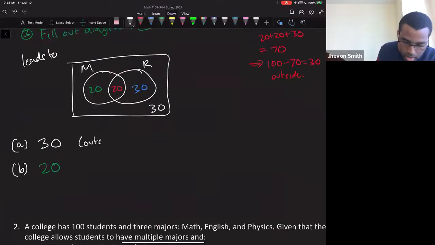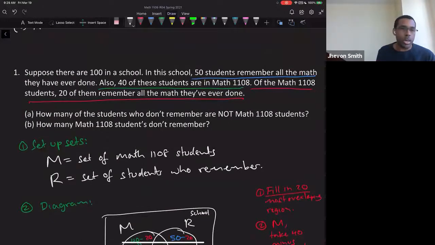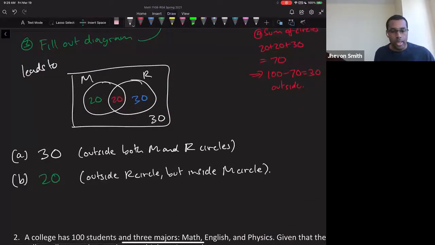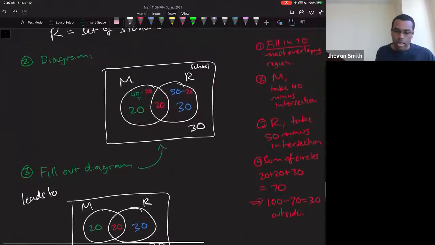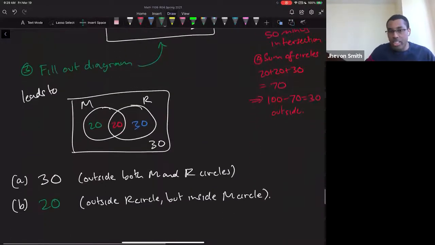So this is outside both M and R circles. This one says outside R circle, but inside M circle. Basically, when they describe something to you, you're going to ask, is this inside this set or outside this set? That's what you want to figure out. And with the arithmetic that you do after you fill out the Venn diagram, you can answer the questions very easily. This will be step 4, arithmetic. The hardest part is actually getting to the picture. Once you get to the picture, you should be able to answer all the questions very quickly after that.